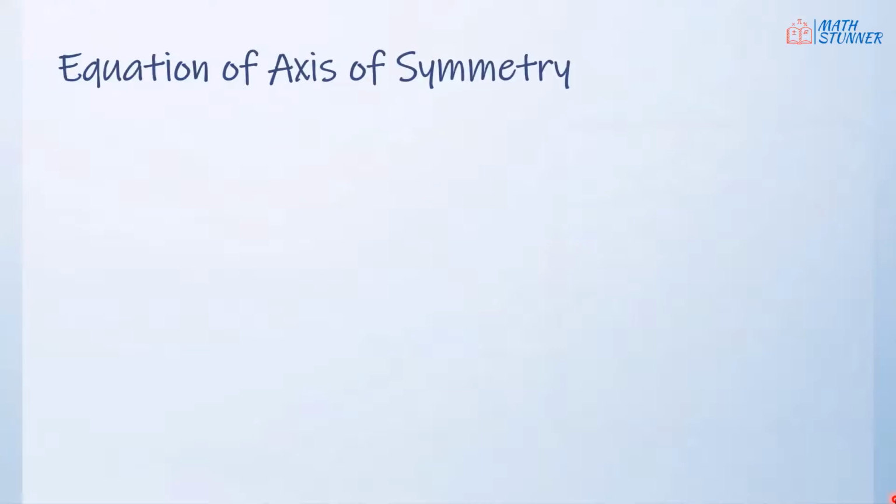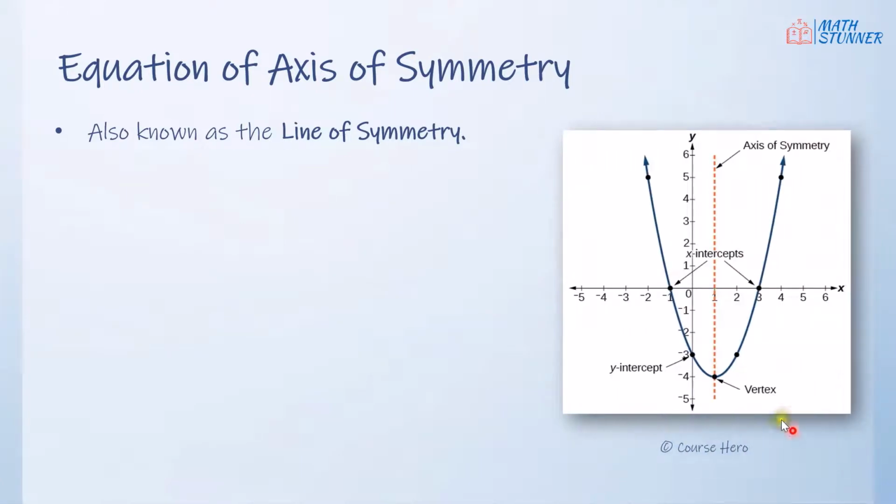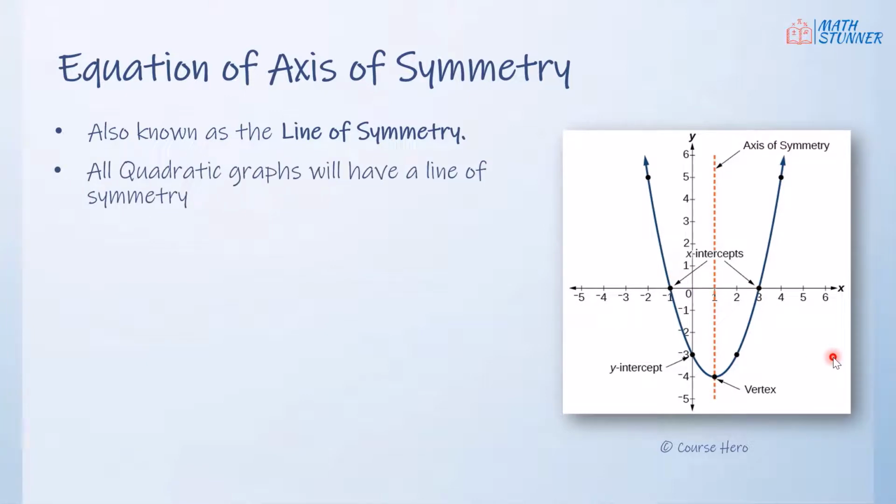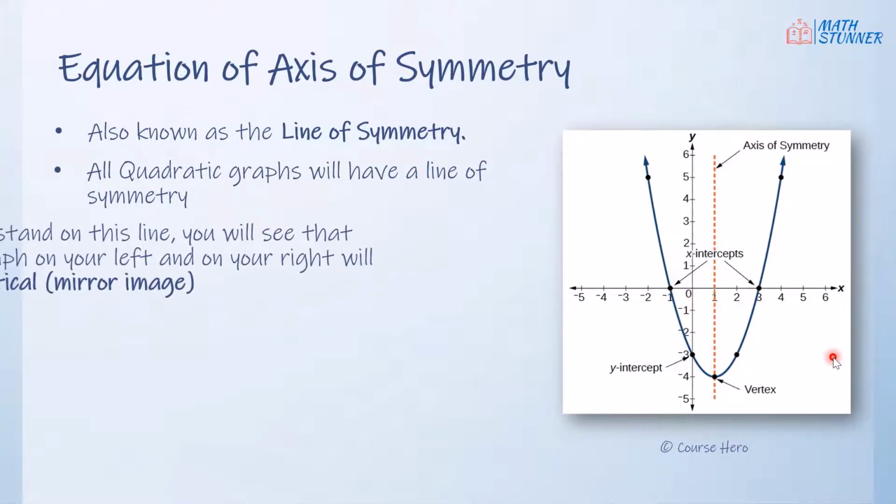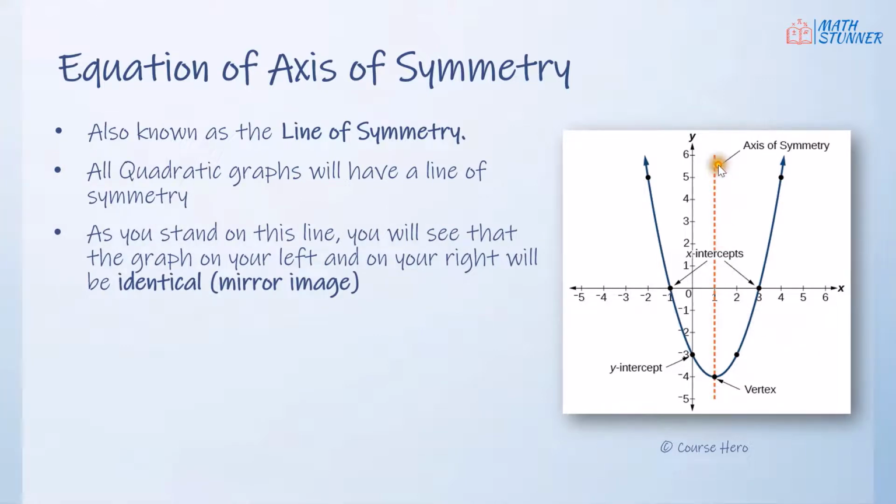Lastly, we are going to look at the equation of the axis of symmetry, which is also known as the line of symmetry, and it is shown by the orange dotted line on this image. All quadratic curves will definitely have a line of symmetry, and as I stand on this line, if I look towards my left and towards my right, I have to see exactly identical graphs, meaning the mirror image of the graph on my left and on my right. Hence, this confirms the definition of the orange line as a line of symmetry, because it divides my quadratic curve into two identical mirror images.